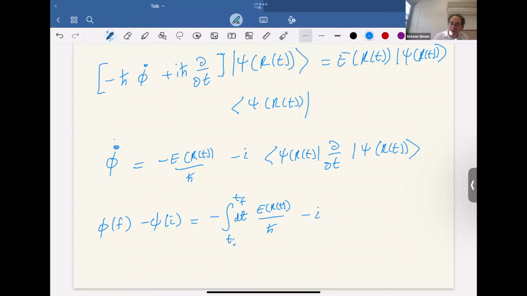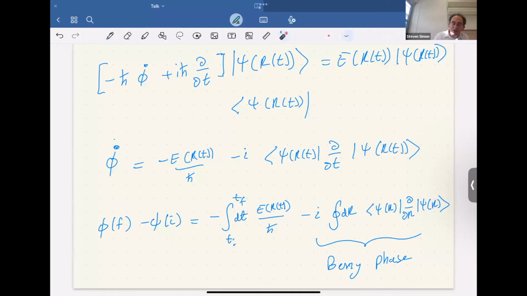And this is the interesting part: the integral dR of psi of R of t, d/dR psi of R. And you notice that the t has fallen out. This only depends on psi of R now and d/dR, okay? So this is known as the Berry phase. And it's independent of how fast I change R of t. I can change R of t quickly or slowly. The total phase that I accumulate depends only on the path of R that I take, okay?